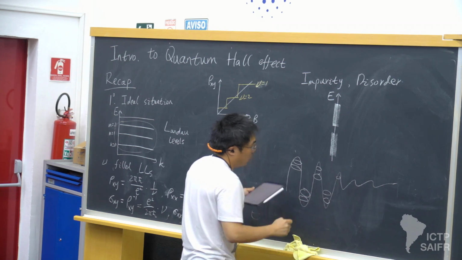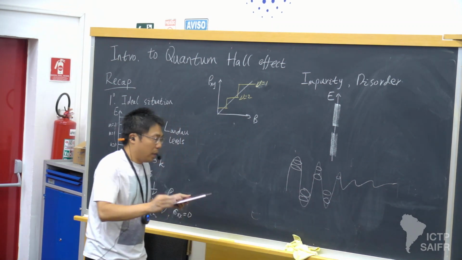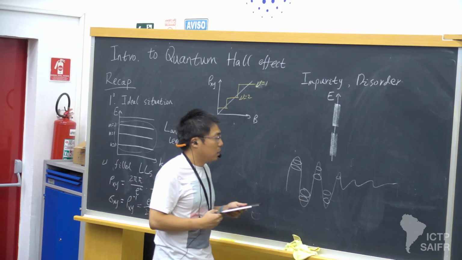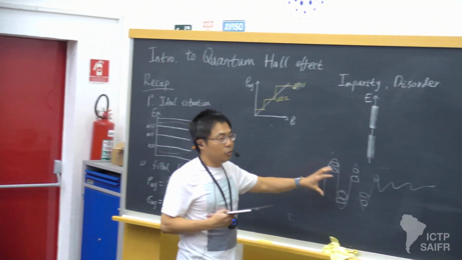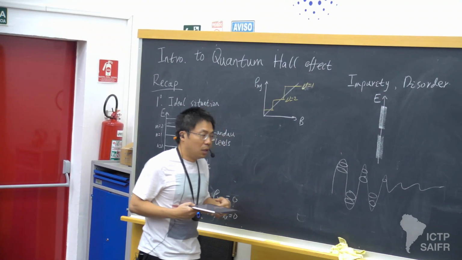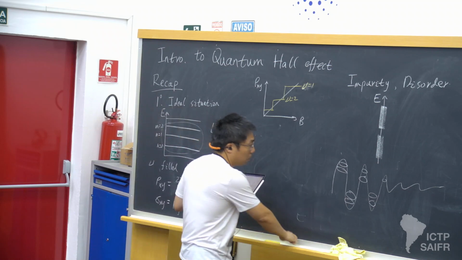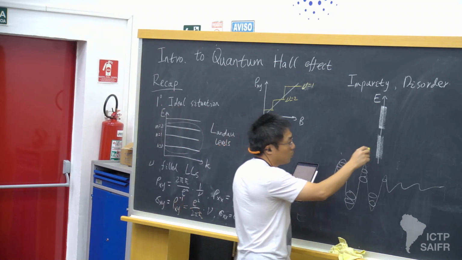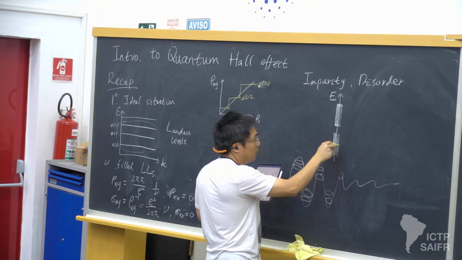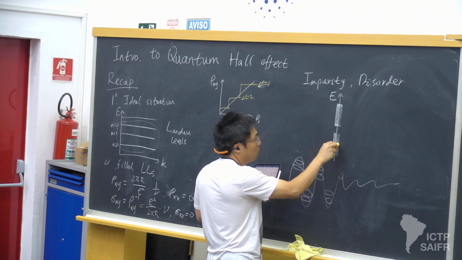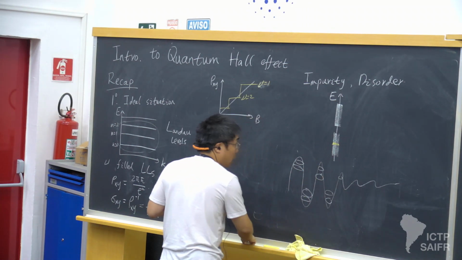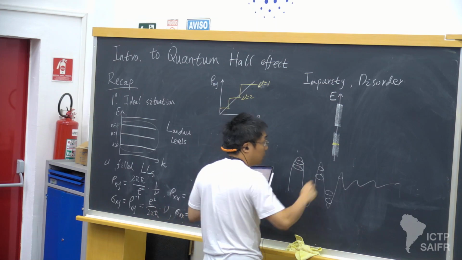Intuitively, and you can show more rigorously, those states will not contribute to the conductivity. And among those states, we only get very few states sitting in the middle of my spectrum. Those are what we call extended states.